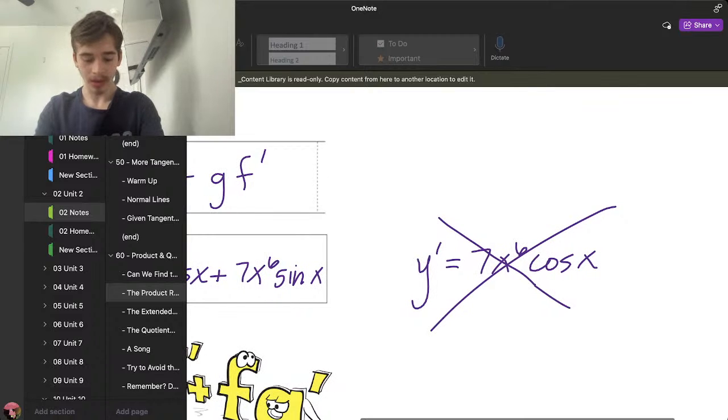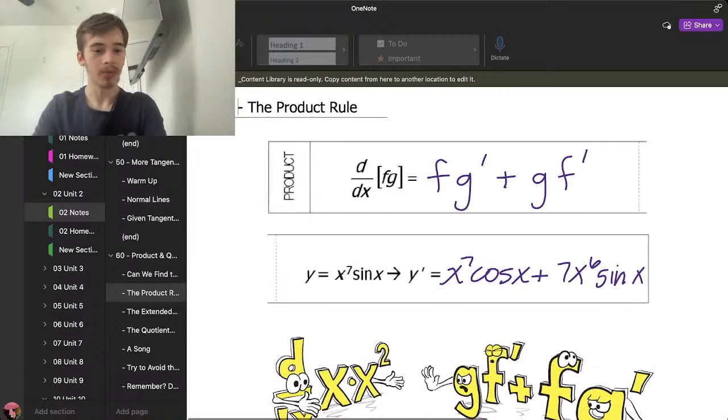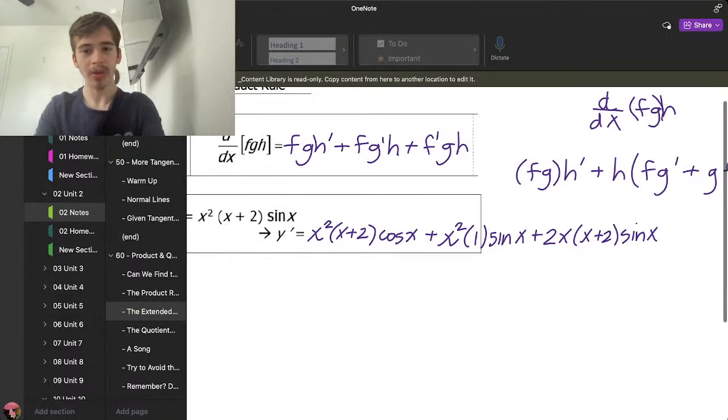This is not how you should do it. Remember, yeah, it's not that bad. Yeah, so I don't know, product rule, kind of easy. Extended product rule, I guess it's good to know.